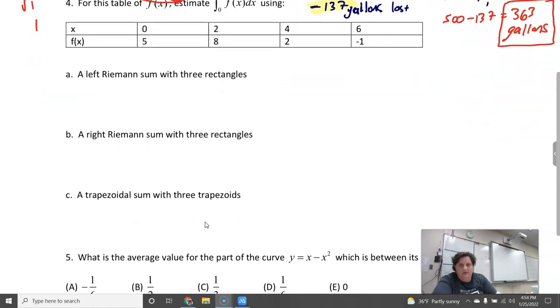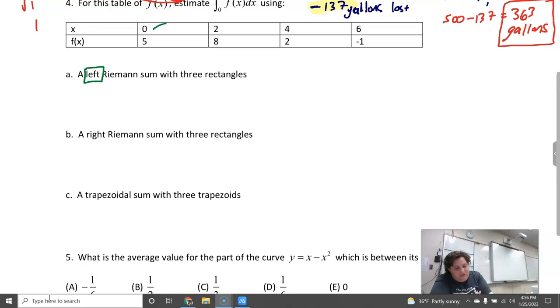Okay, awesome. Let's look at this next one. When you guys see Riemann questions, you should actually be pretty happy because I think they're pretty easy, especially with the tables. Just try to be careful to not make any weird mistakes. Okay, a left-hand Riemann sum, 3 rectangles.